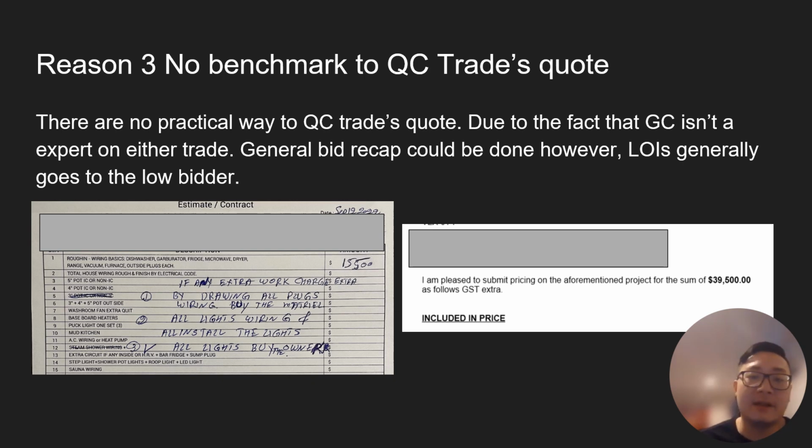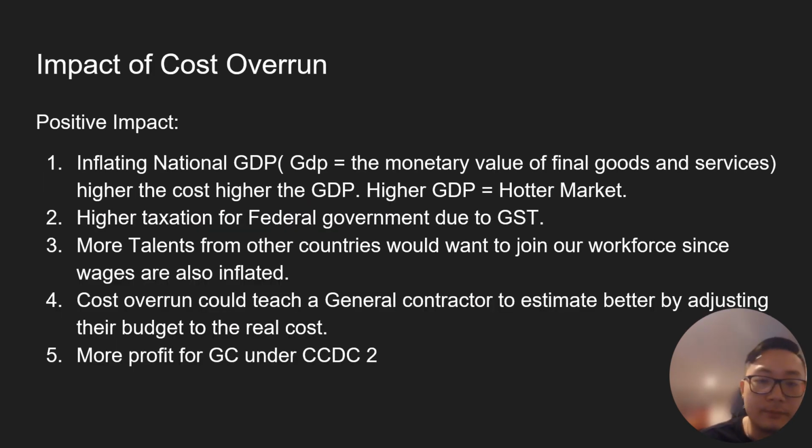And that's the other reason why cost overrun is not something that we can avoid, but we will have to employ some technique to deal with it. So, some impact of cost overrun. You might be surprised, there is actually a positive impact of cost overrun on a project. For example, inflating national GDP.